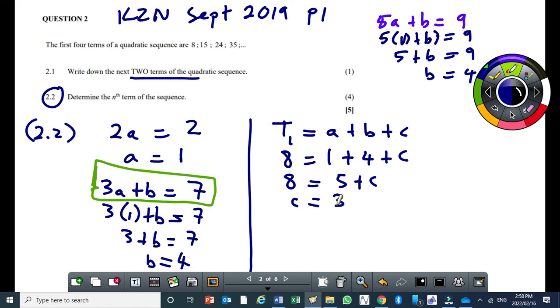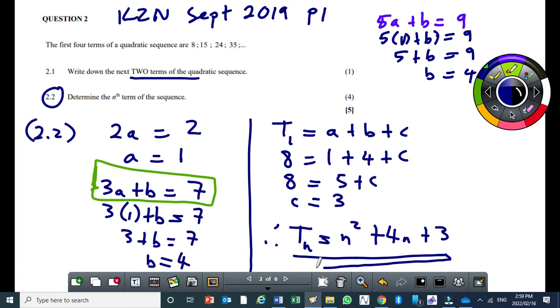Are you following? Then our answer will be Tn is equal to n squared. B is 4. So that will be plus 4n plus 3. That's the general term. Because A is 1.